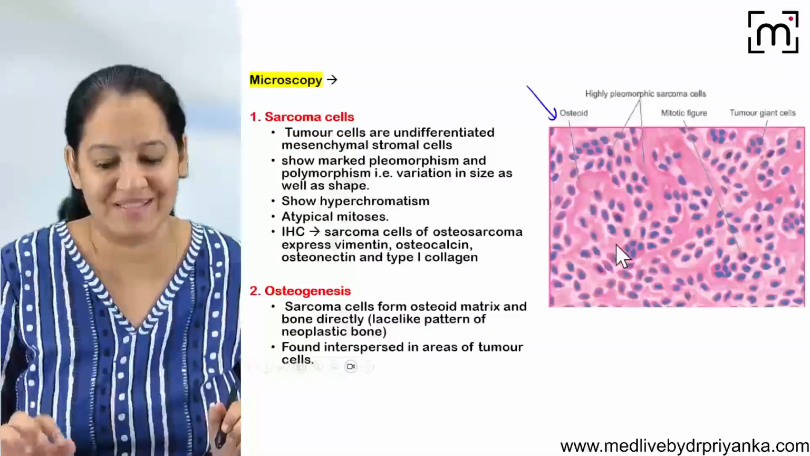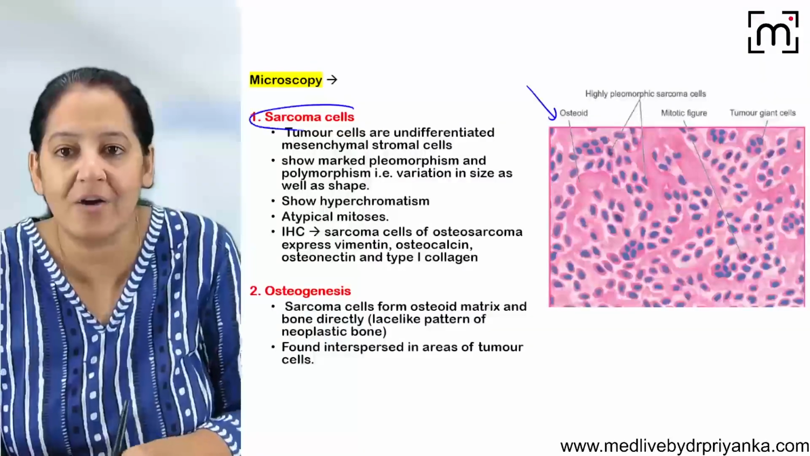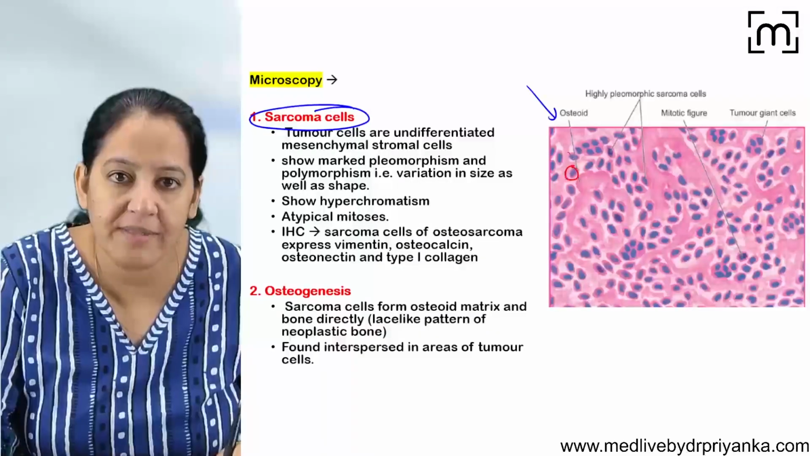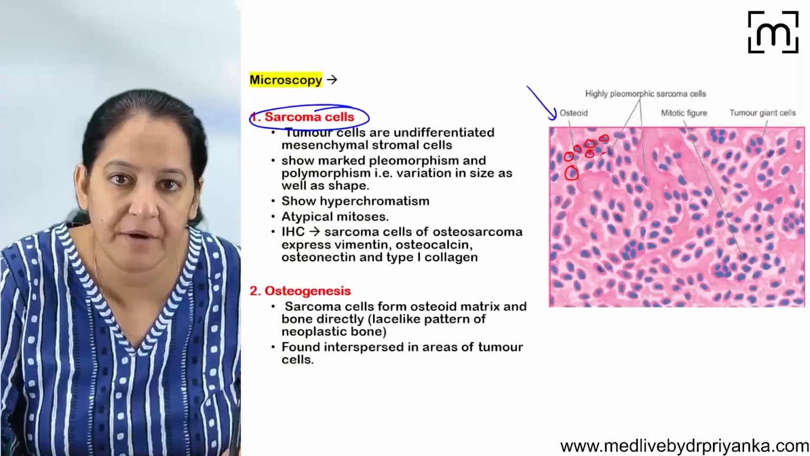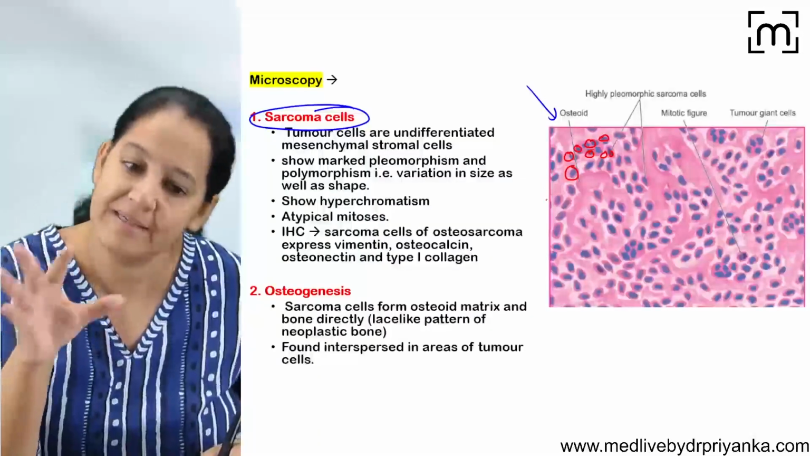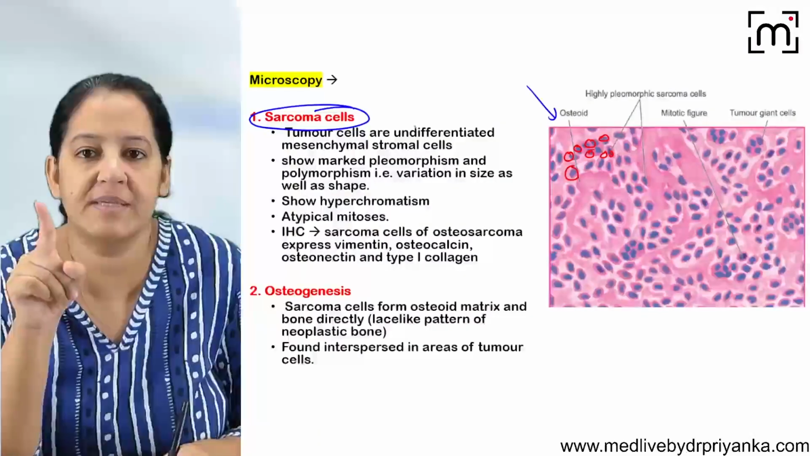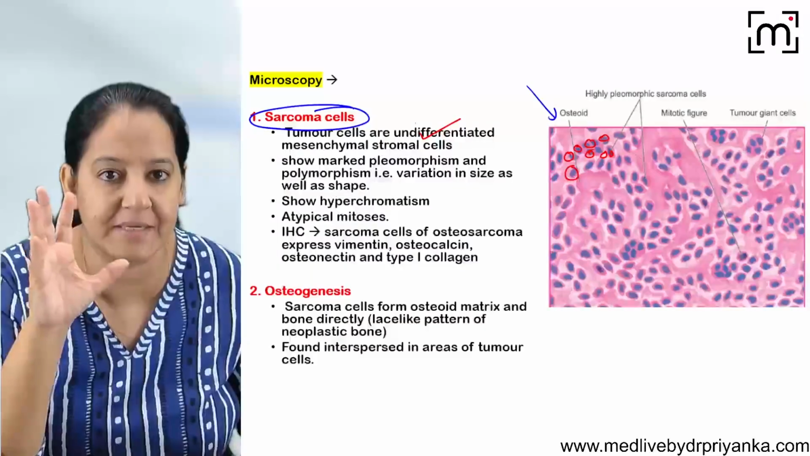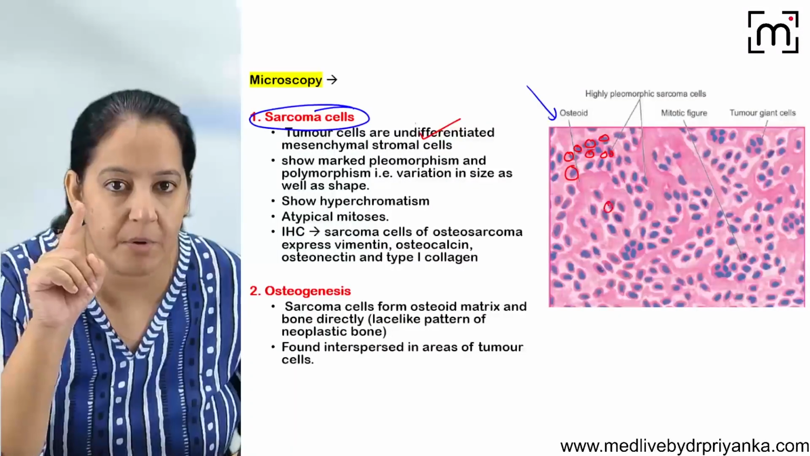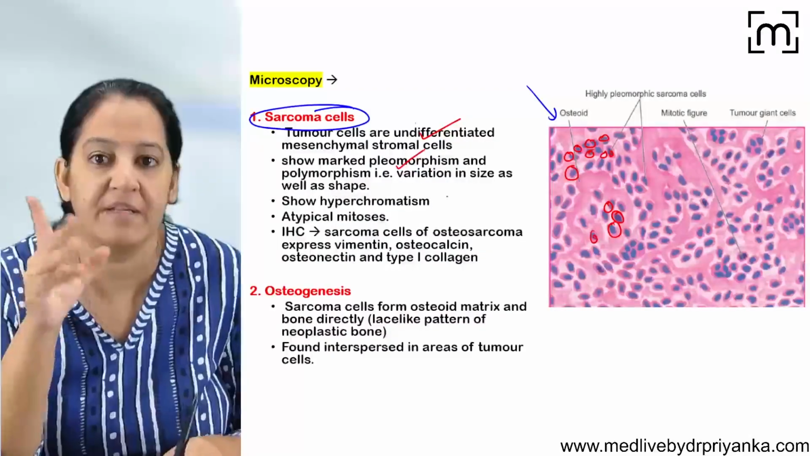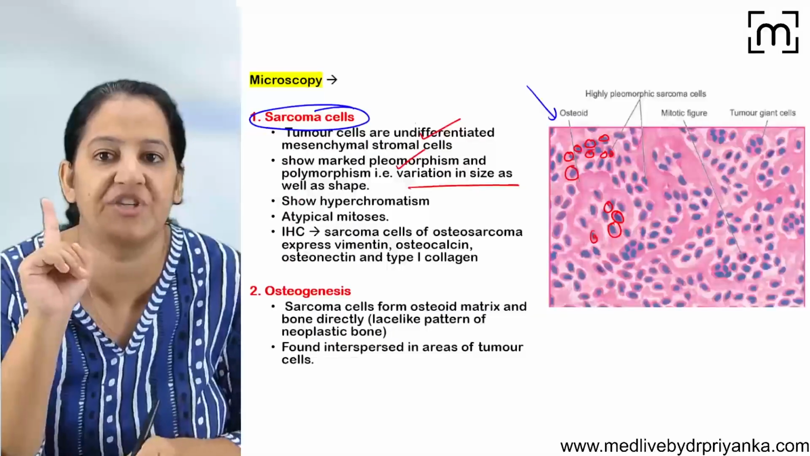First, describe tumor cells. The tumor cells are sarcoma cells. Can you see the tumor cells in the image? These are all tumor cells. Describe them. How you can see in the image. Don't read the description. Don't learn it. See the image and describe them. So tumor cells are undifferentiated in nature. They are varying in shape and size. Some are small, some are large. So they are showing pleomorphism, that is variation in shape and size.